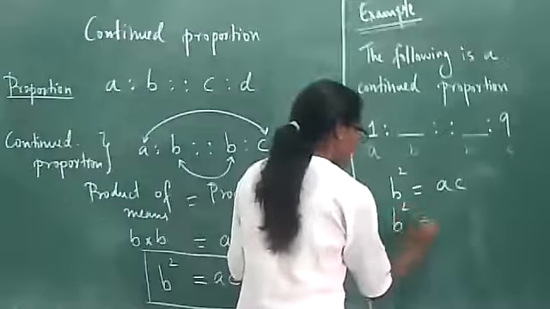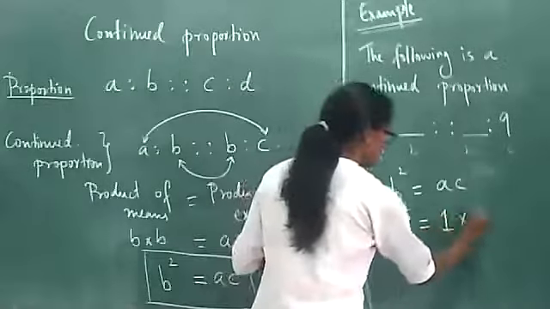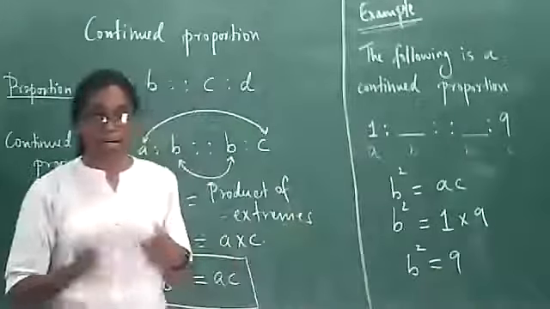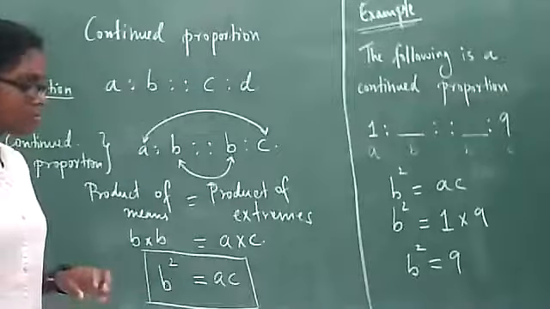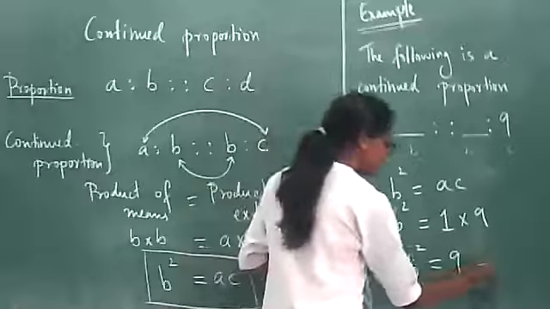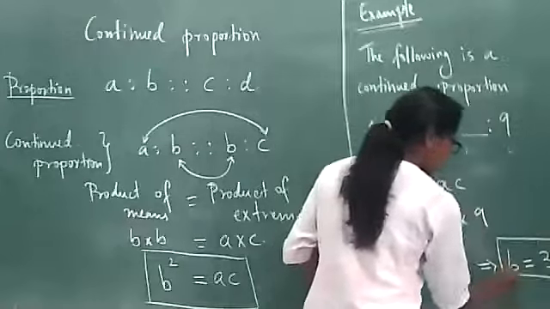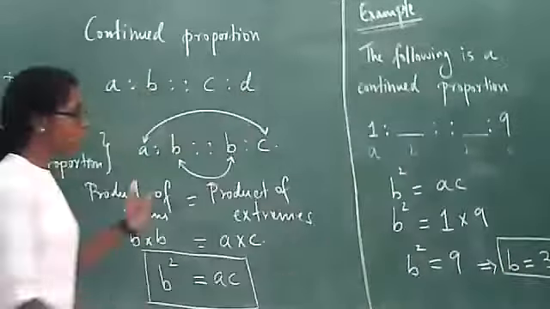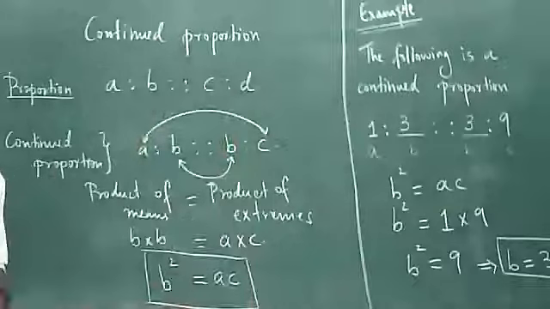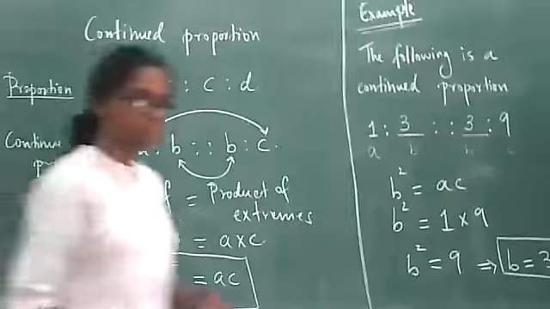So B square is 1 times 9, which is 9. What is a number whose square is 9? 3. So B, the number over here, is 3. So 1 is to 3 is proportional to 3 is to 9. This is the solution for the given continued proportion. So I'll give you one question, you try to solve it. Okay?